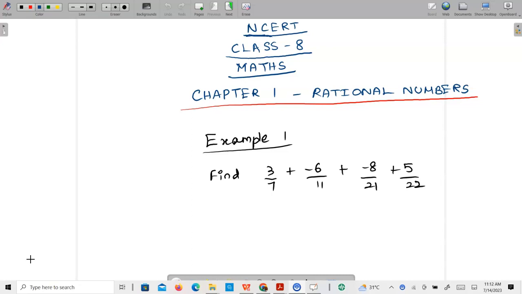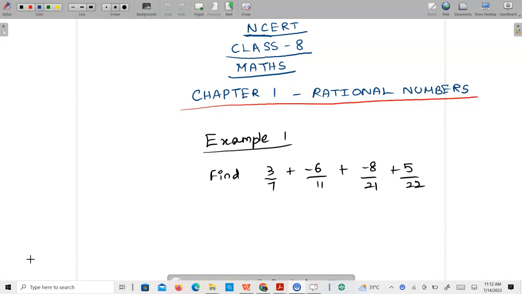Today we are going to see about chapter 1 rational numbers, example 1 for the class 8. The first sum is find 3 by 7 plus minus 6 by 11 plus minus 8 by 21 plus 5 by 22. So first of all, what is rational number?